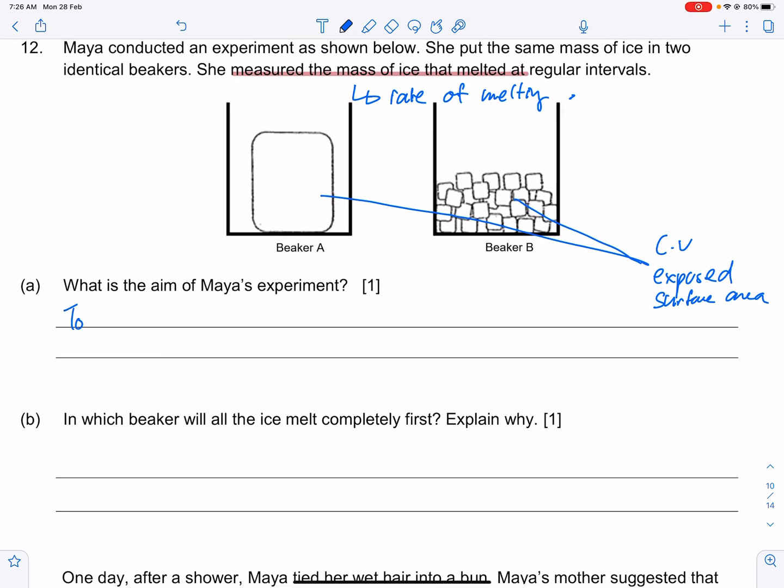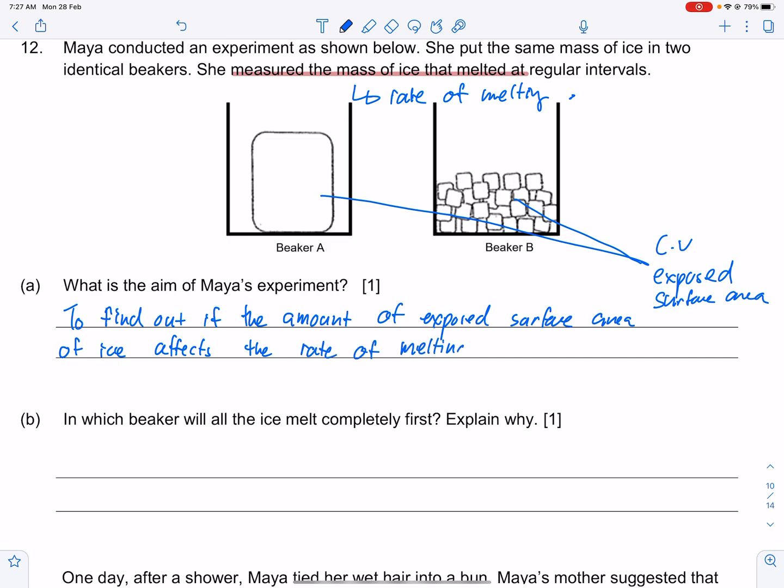Okay, so what is her aim? To find out if the amount of exposed surface area of ice affects the rate of melting.